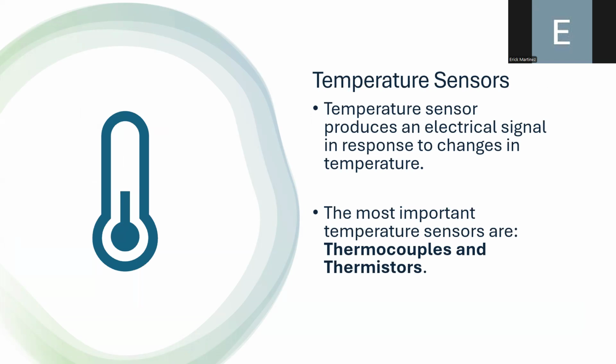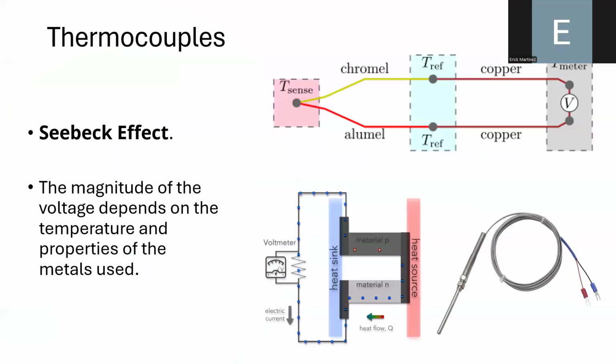Typically, that signal can be a voltage or a resistance change. And the most common types of temperature sensors are the thermocouples and the thermistors. What is a thermocouple? Essentially, the idea of the thermocouple is that you have a junction of two metallic objects that are different. First, in this graph, you can see that we have chromel and alumel, and we have a junction of these two metallic objects.